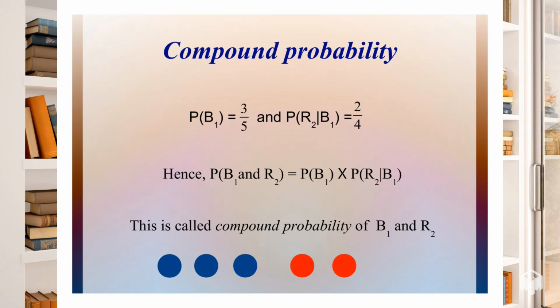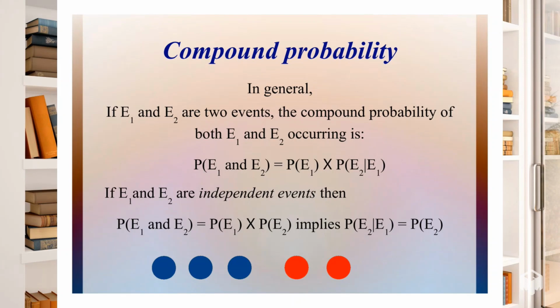Hence, the probability of a blue ball and a red ball is equal to the probability of a blue ball times the probability of a red ball given a blue ball. Now, this is called the compound probability of B1 and R2. In general, if E1 and E2 are 2 events, the compound probability of both E1 and E2 occurring is the probability of E1 times the probability of E2 given E1.